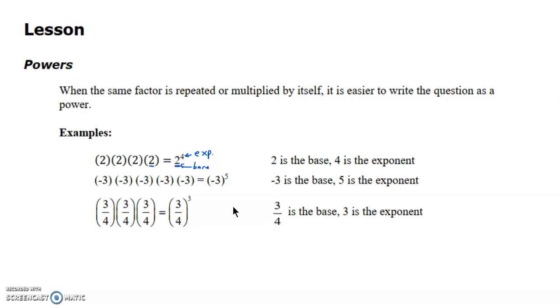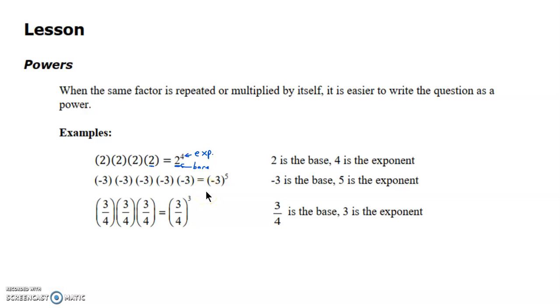This is especially good to show brackets when we have an integer. So -3 times -3 times -3 times -3 times -3. That gets tiring to say. So it's a lot easier to say (-3) to the power of 5, where -3 is the base and 5 is the exponent.